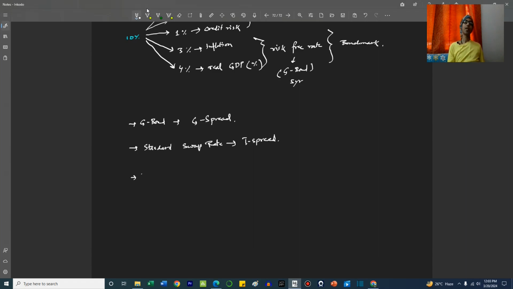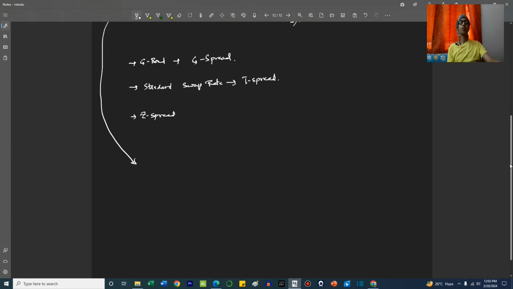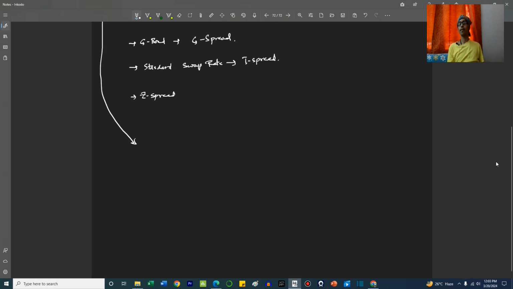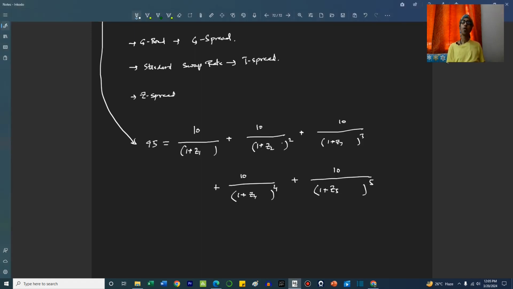Now there is another spread called Z spread. Let us look at what that is. Let's say this bond, we want to discount this bond with spot rates, right? So let's say the current market price of this bond is 95 and the spot rates for year 1, year 2, year 3 are Z1, Z2, Z3, Z4, Z5, like that. So we do this. The coupon is 10. Now these spot rates, there is a problem with this. This won't discount to 95.